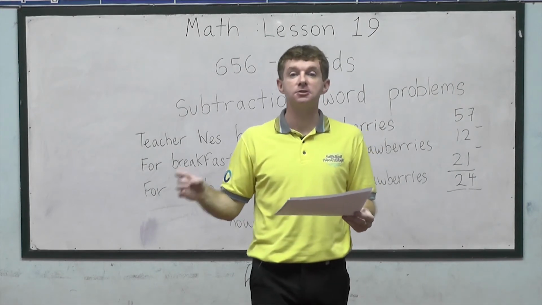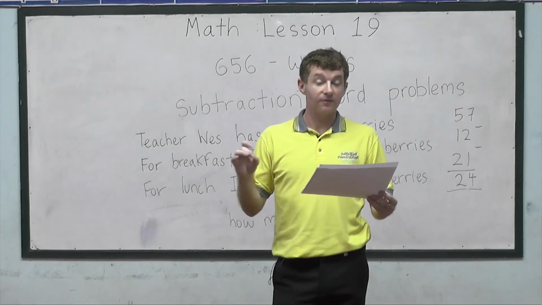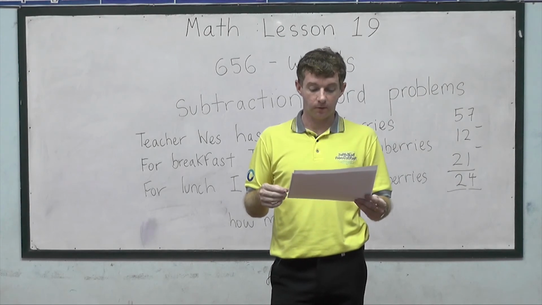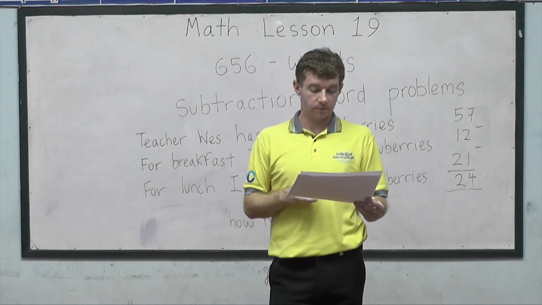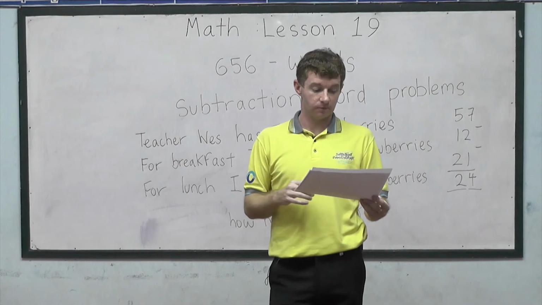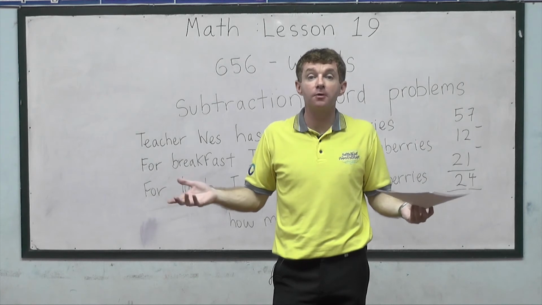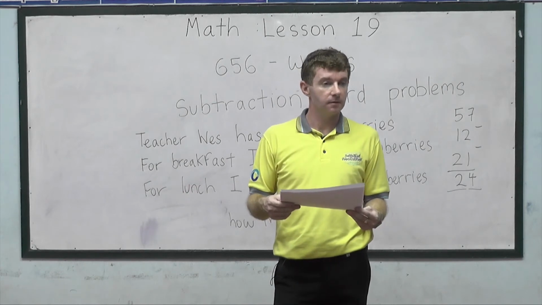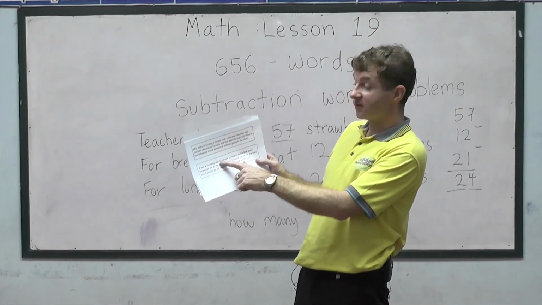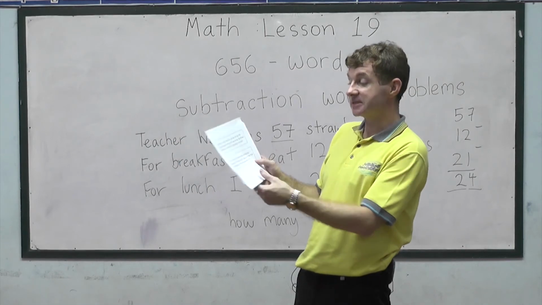At the second stop, 10 people get off. At the third stop, 6 people get off. How many people left on the bus? So you need to take 45 and minus 7, 10 and 6.